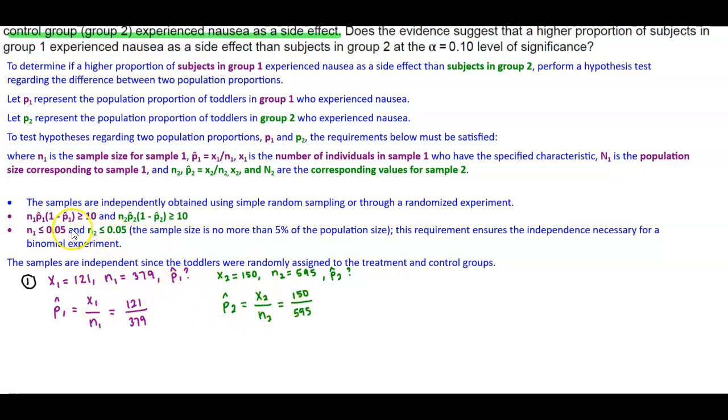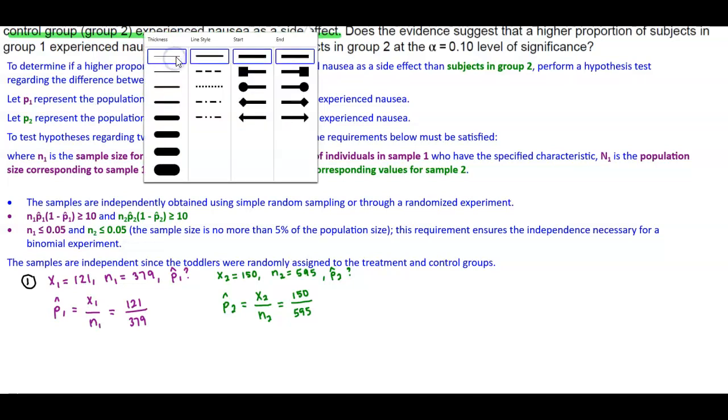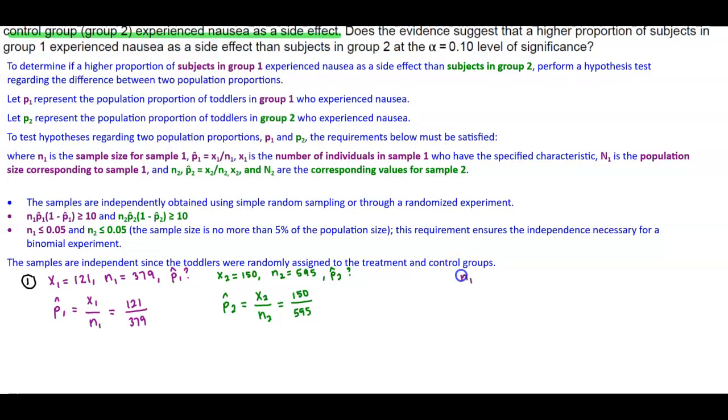Okay, now that we have this information, we want to check and see if N subscript 1 times P hat subscript 1 times 1 minus P hat subscript 1 is greater than or equal to 10. So let's go ahead and do that. N subscript 1 times P hat subscript 1 times 1 minus P hat subscript 1 needs to be greater than or equal to 10.